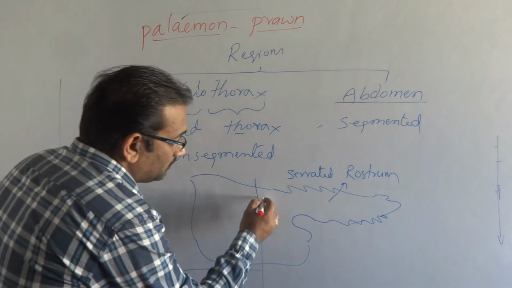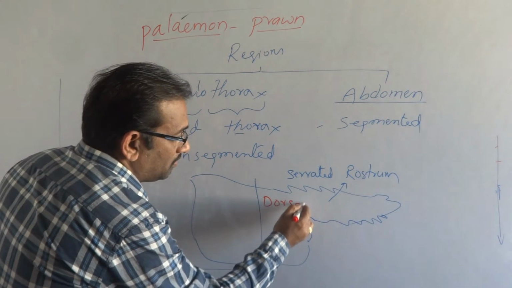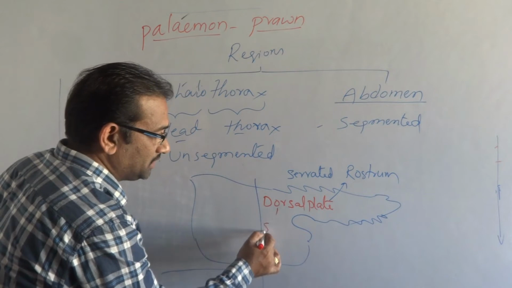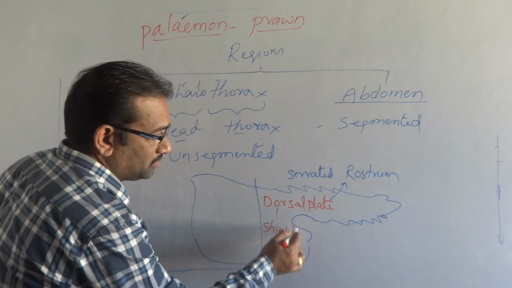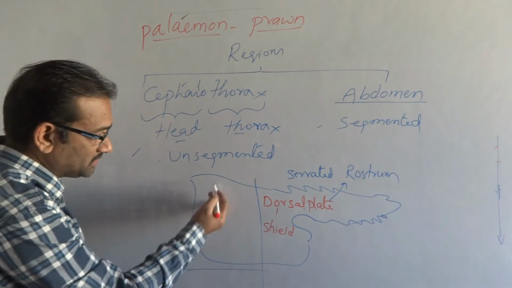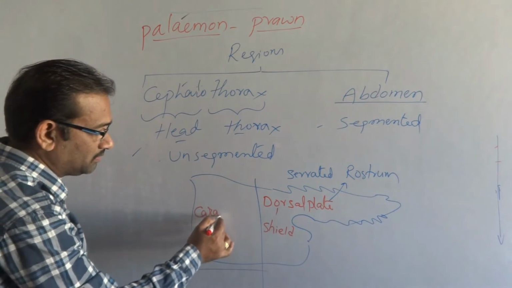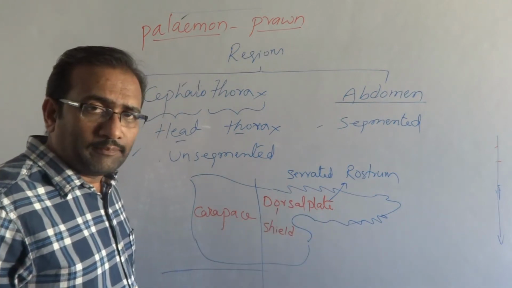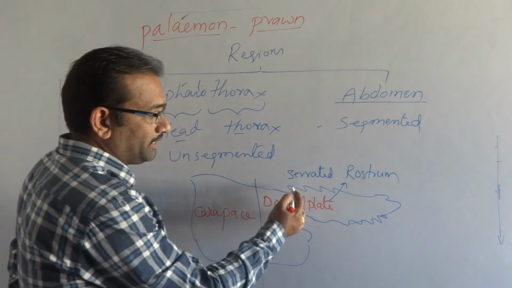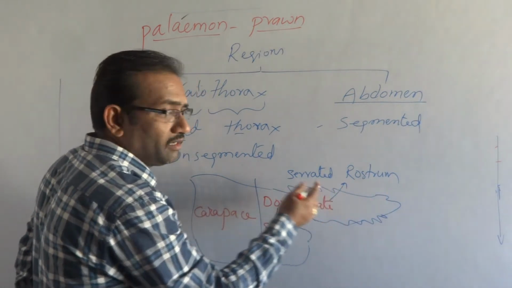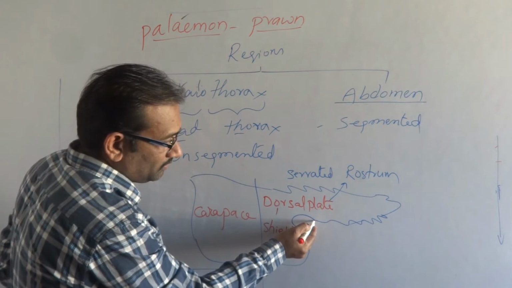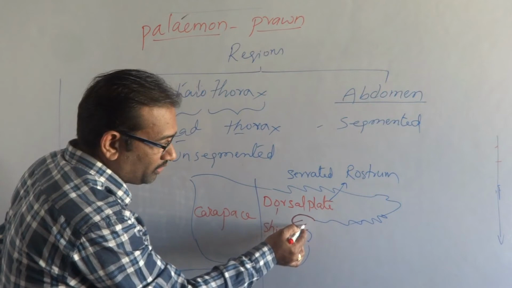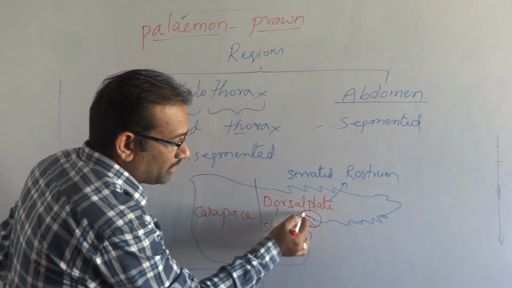It is called the dorsal plate, also called dorsal shield. And the posterior part is called the carapace. So the dorsal plate and carapace, two parts are there. The dorsal plate's anterior most part is serrated, and there is an orbital notch. It is accommodated with a compound eye.